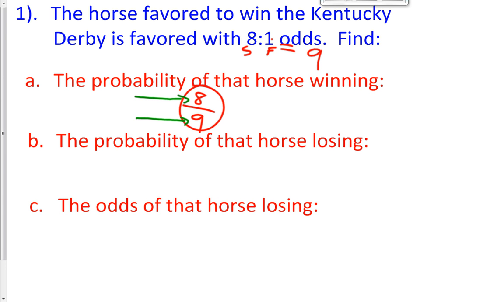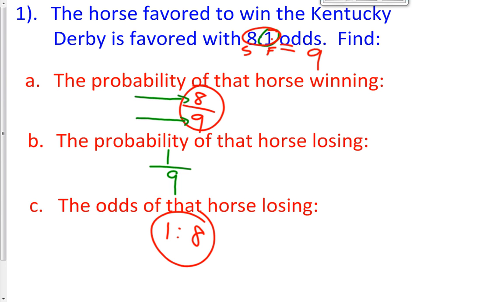Find the probability of that horse losing. Well, there's 1 failure, so there's 1 over a total possible of 9 outcomes. So 1/9 says that the horse is going to lose. So now for our last question with this kind, what are the odds of that horse losing? Well, the odds of the horse winning are 8-1. So the odds of that horse losing, just switch the two numbers around, is 1-8. 1 failure versus 8 successes. So that is our answer for question letter C.